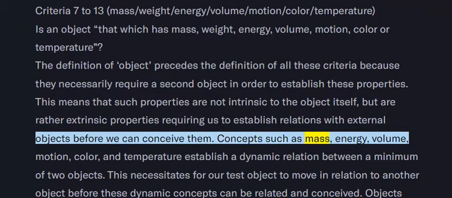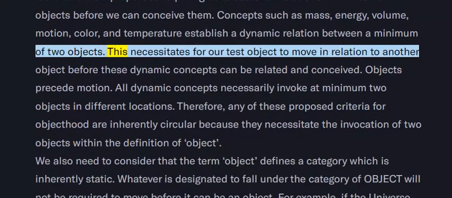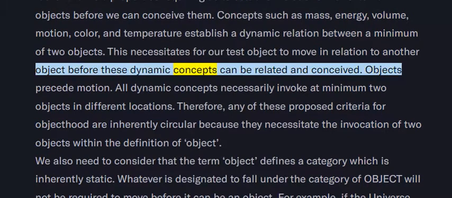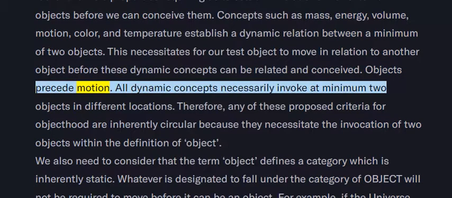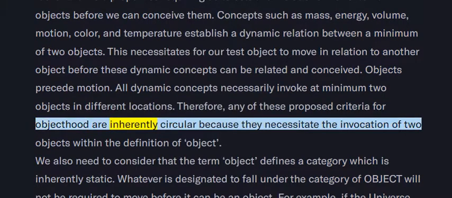Concepts such as mass, energy, volume, motion, color, and temperature establish a dynamic relation between a minimum of two objects. This necessitates for our test object to move in relation to another object before these dynamic concepts can be related and conceived. Objects perceive motion. All dynamic concepts necessarily invoke at minimum two objects in different locations. Therefore, any of these proposed criteria for objecthood are inherently circular because they necessitate the invocation of two objects within the definition of object.